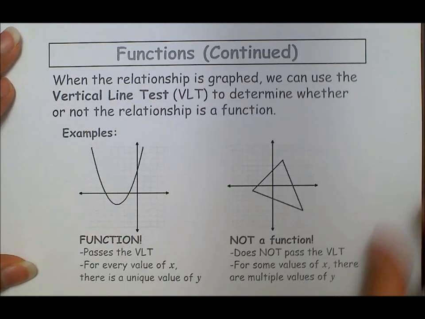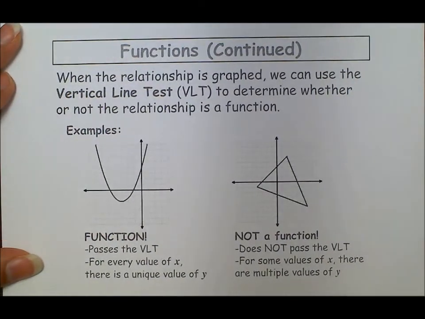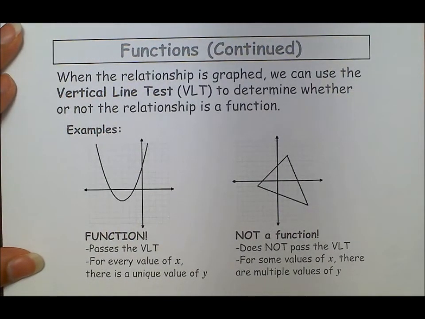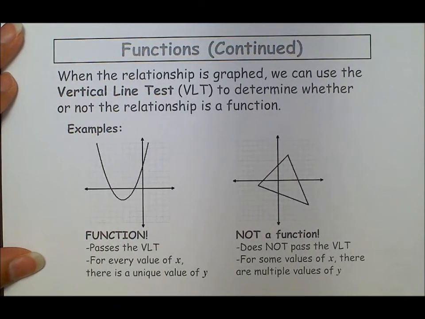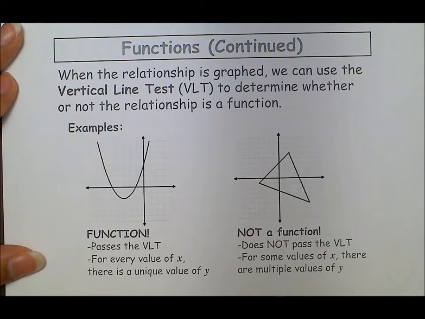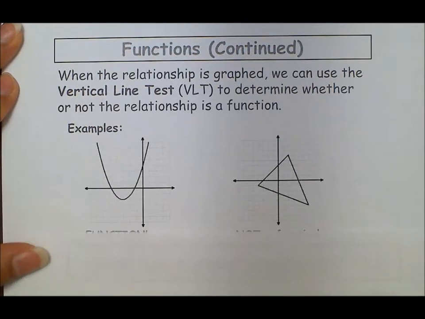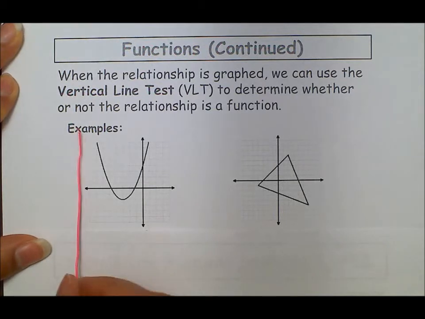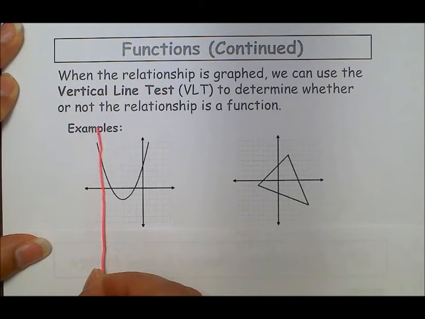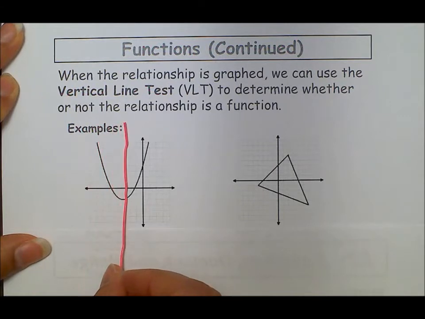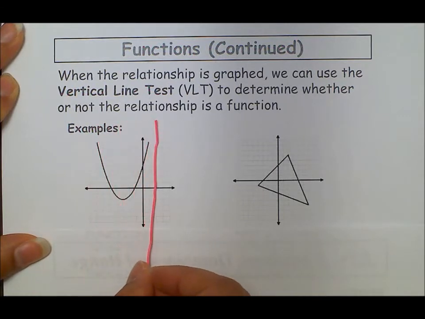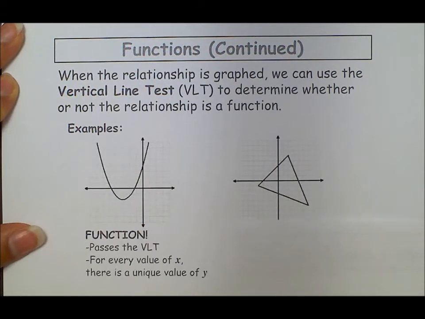Okay, if you do have a graph of a relation, so when the relationship is graphed, we can use the vertical line test to determine whether or not the relation is a function. Okay, so here's two more examples just to help you see how to do this graphically. And so what you would do is you would take a vertical line. This is how you would test to see whether or not it's a function. You would take a vertical line and you would go across. And if this vertical line hits the graph more than once, then that means it's not a function. If it hits it only once in each place, then it is a function.